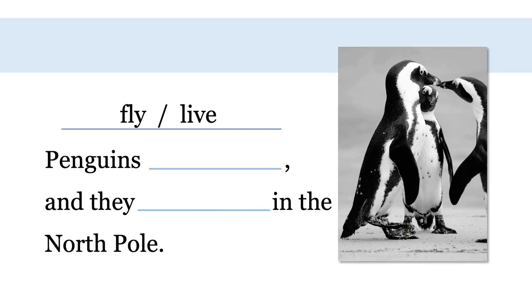Here we have 2 verbs for 2 blanks, fly and live. Put them in the negative. First, try the long form. Penguins do not fly, and they do not live in the North Pole. How about contractions? Penguins don't fly, and they don't live in the North Pole.